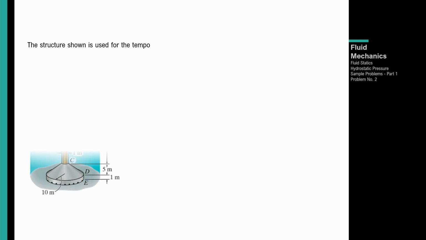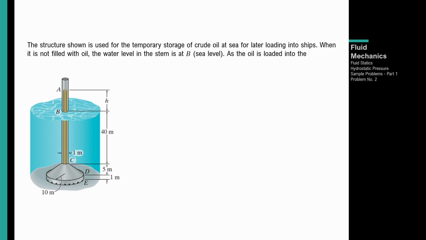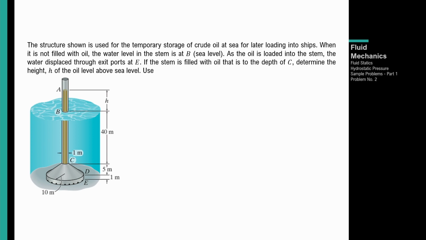Problem number 2. The structure shown is used for the temporary storage of crude oil at sea for later loading into ships. When it is not filled with oil, the water level in the stem is at B or at sea level. As the oil is loaded into the stem, the water displaces through exit ports at E. If the stem is filled with oil, it is to the depth of C, determine the height H of the oil level above the sea level. So use density of oil 900 kilograms per cubic meters. Density ng water is 1,020 kilograms per cubic meters.